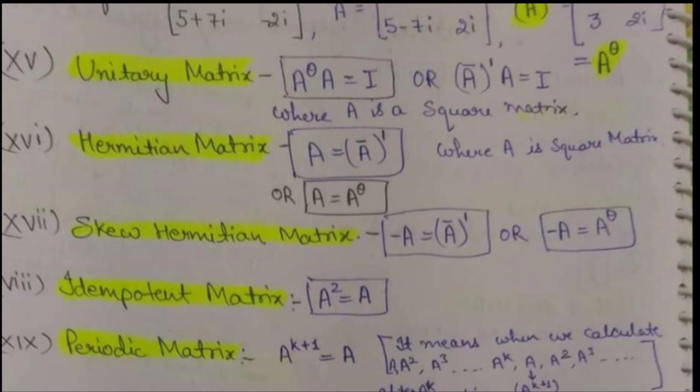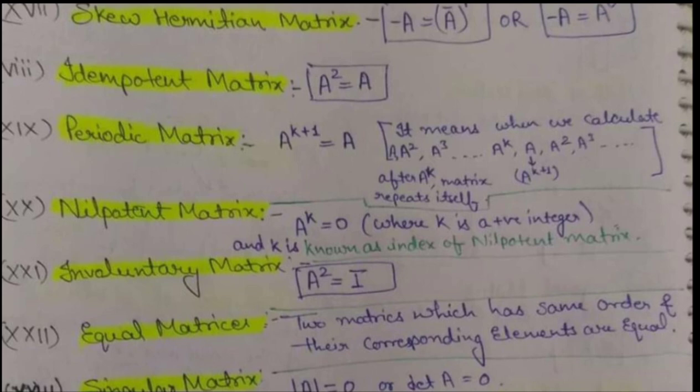So if we are considering A to the power k plus 1 equal to A, here A is representing the matrix, and that's a square matrix. Okay, that means the number of rows and columns will be the same. So guys, if any matrix is satisfying this condition, that will be known as a periodic matrix.